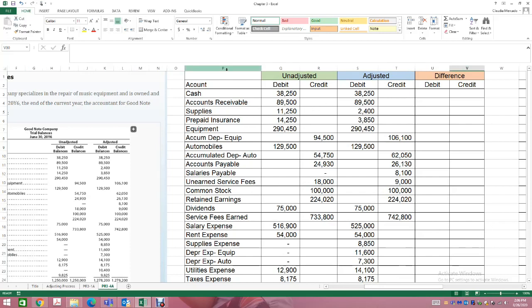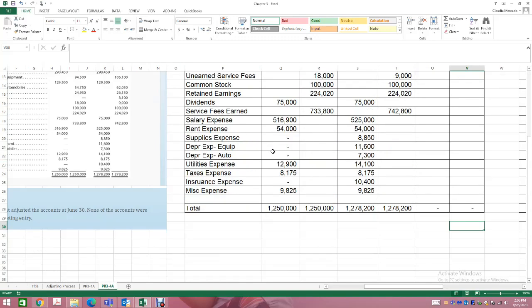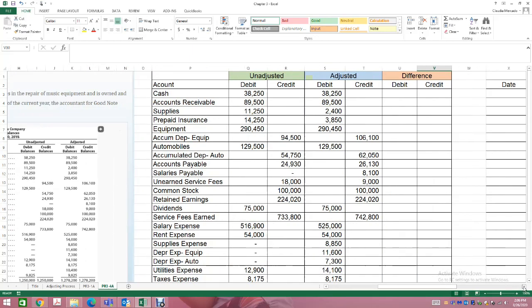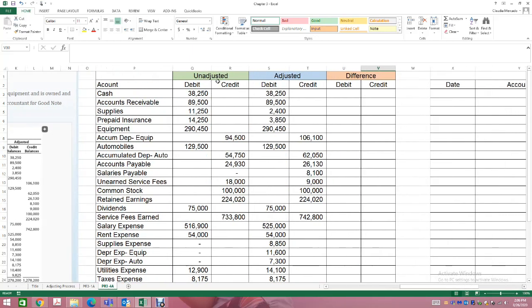I copied the information just like you see it here. I didn't do anything to it: the $1,250,000 balance, the $1,278,200 balance. All I did was copy and paste. Now we need to figure out what caused our balances to change from the unadjusted to the adjusted balance. So we're going to go through each item and see if it went up or down.